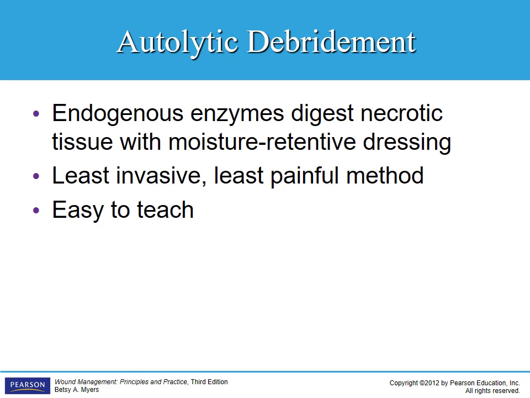Now, one of the things that is incredibly important about autolytic debridement is that the patient has to be healthy enough for the body to actually have those endogenous enzymes. If the patient is malnourished, or there's a lack of blood flow, you're not going to have those endogenous enzymes because the body is not healthy enough to actually have the presence of endogenous enzymes.